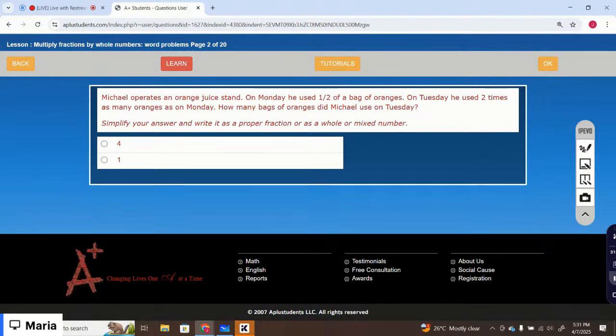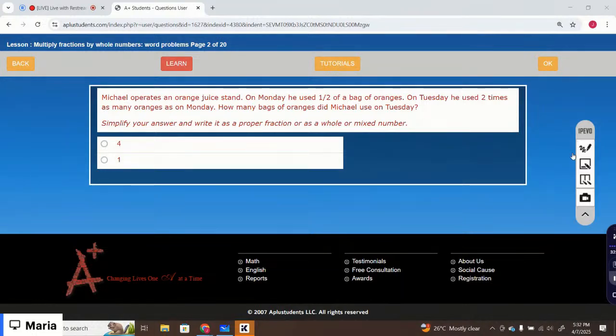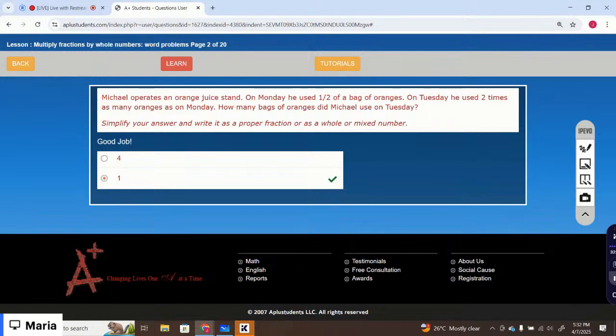Michael operates an orange juice stand. On Monday, he used half of a bag of oranges. On Tuesday, he used 2 times as many oranges as on Monday. How many bags of oranges did Michael use on Tuesday? So, which is the correct option? So, 1 by 2 times 2. So, 2 and 2 cancel out. You are left with 1. So, option number two is the correct option.